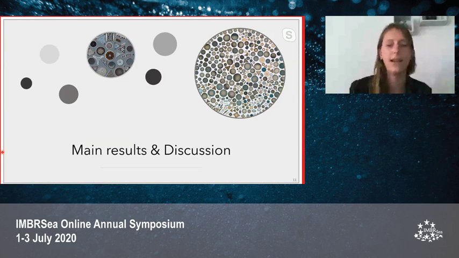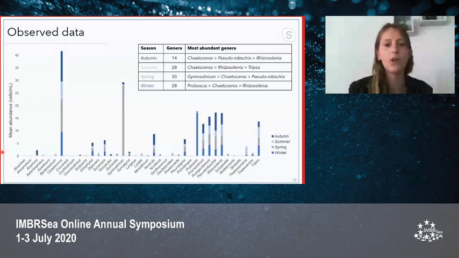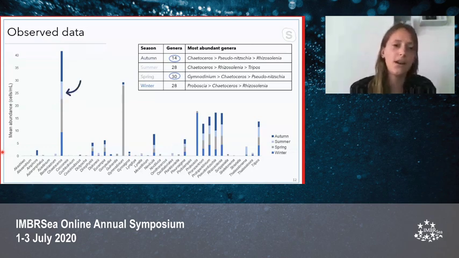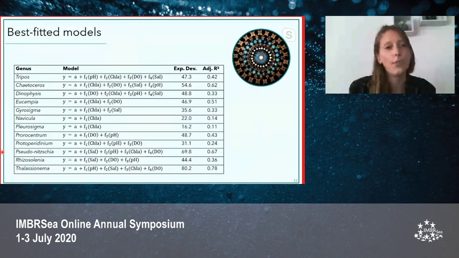Now the main results and the discussion part of my thesis. First, we were able to identify autumn as the season with the lowest number of identified genera and spring as the season with the highest number of identified genera. In this graph, the genus that was the most abundant throughout the study was Chaetoceros. Here you have a list of all the best fitted models that we obtained for our 12 genera, with Pleurosigma having the lowest explained deviance of 16.2 and Thalassionema the highest explained deviance of 80.2.